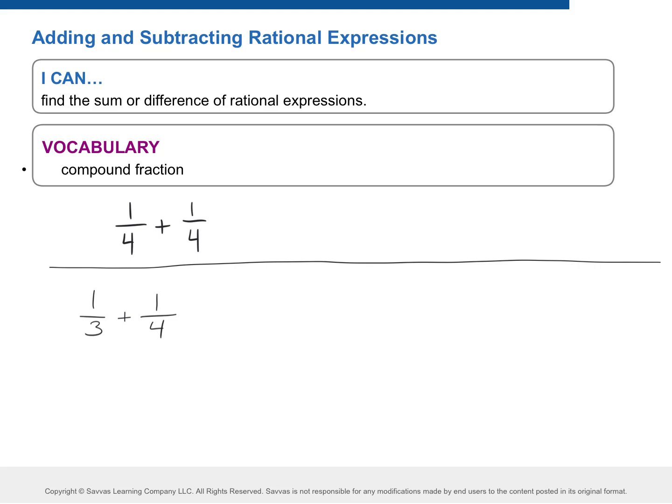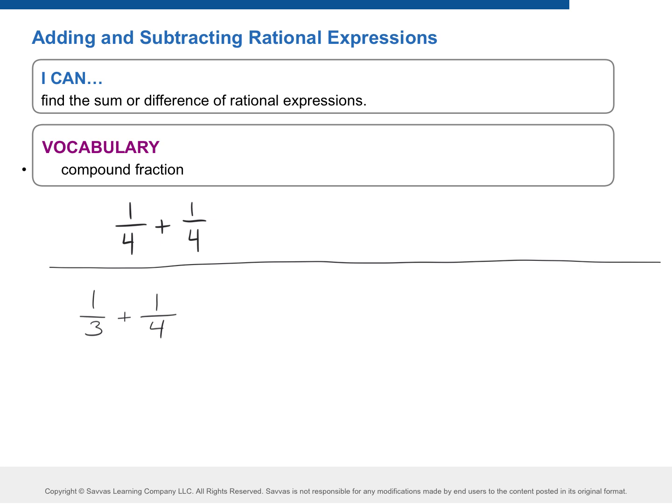So section 4.4, we're talking about adding and subtracting rational expressions now. The last couple days we've been talking about multiplying and dividing as well as simplifying rational expressions. We're going to see a little bit of all of it today. I'm going to take us back to a little bit of elementary math here real quick.